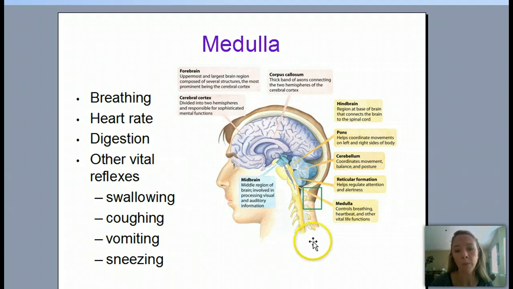Okay, so think about a developing baby. The first thing that's going to develop in there, you have your spinal cord going up, and then your medulla, which is things like breathing and heart rate. Okay, basic functions of life.